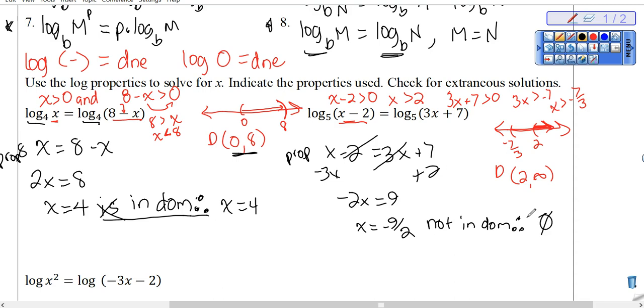That situation does not exist. Questions about that?